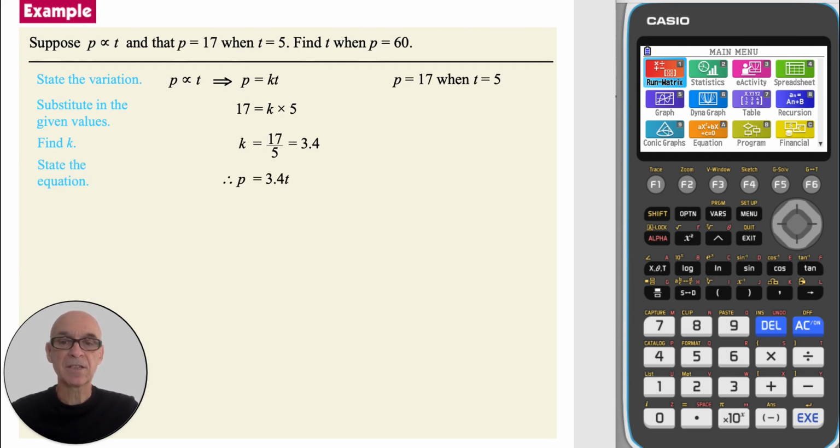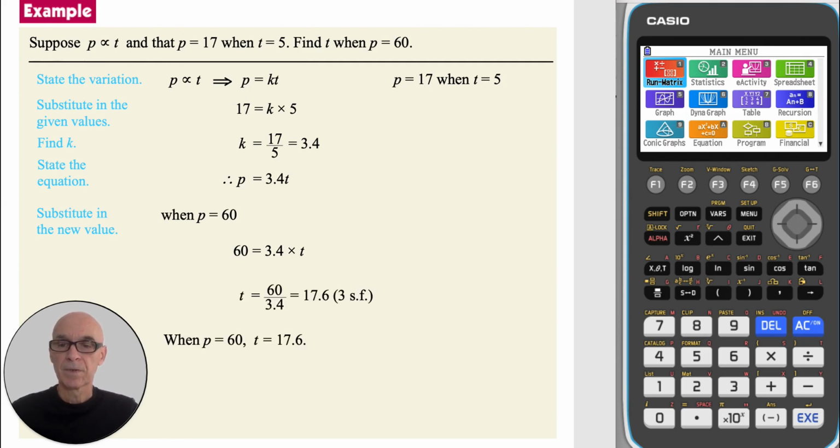Next, state the equation, that p is equal to 3.4t. Now substitute in the new value of p and solve the equation to find t, as shown. So when p is equal to 60, t is equal to 17.6.